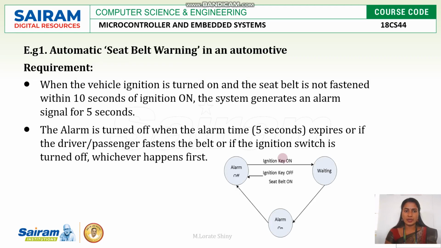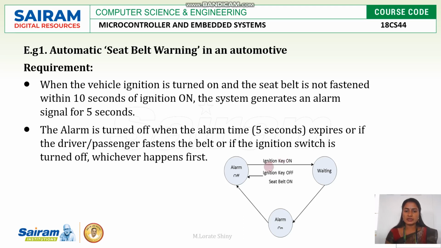There are a few examples. One is the automatic seatbelt warning system in automotive. Actually, for this system, the requirements are: when the vehicle ignition is turned on but the seat belt is not fastened within 10 nanoseconds of ignition on, then the system generates an alarm signal for 5 seconds. This alarm signal will be turned off if the time expires, or the ignition key is turned off, or the passenger or driver fastens the seat belt. If anything happens, the alarm will be turned off.